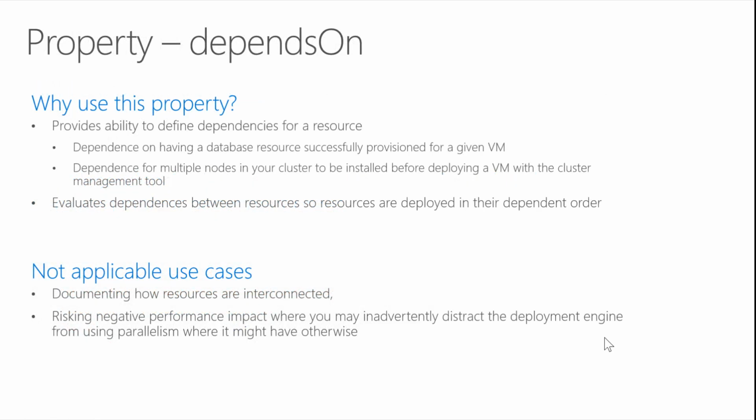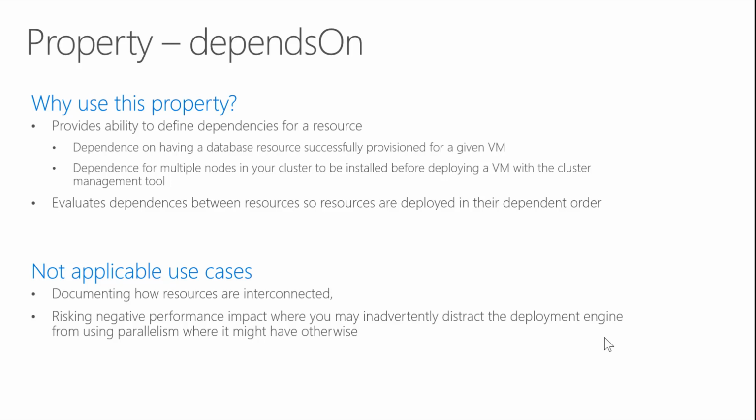So why do we use the dependsOn property? It provides the ability to define dependencies for a resource, such as having a backend database successfully provisioned for a given VM, or multiple nodes in a cluster installed before deploying a VM. It will evaluate the dependencies between resources, so resources are deployed in their dependent order.